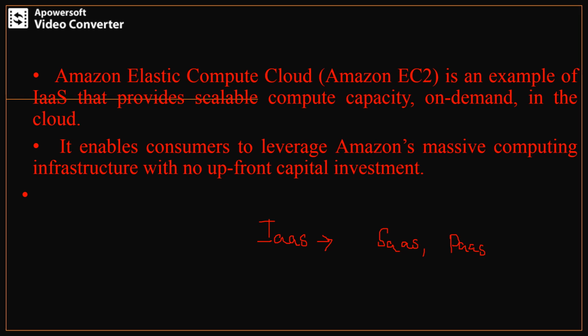For example, Amazon Elastic Compute Cloud, that means Amazon Cloud, is an example of infrastructure as a service that provides scalable compute capability on demand in the cloud. It enables consumers to leverage Amazon's massive computing infrastructure with no upfront capital investment. So this is just one example of infrastructure as a service, that is Amazon Elastic Compute.